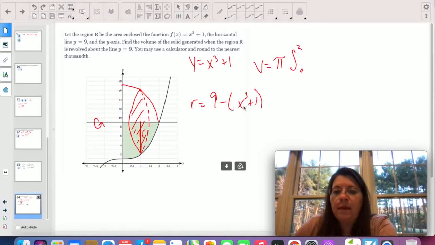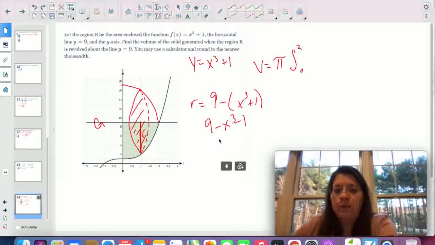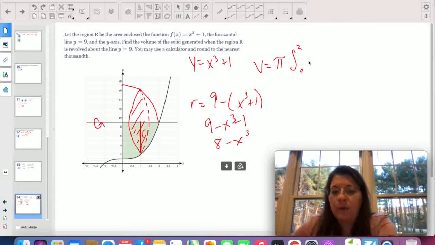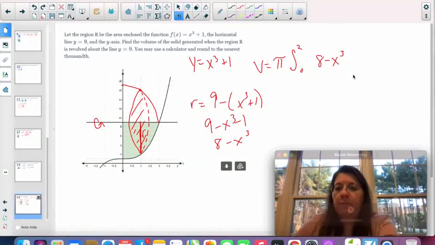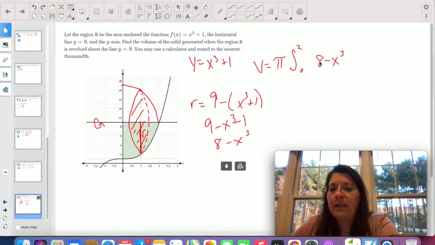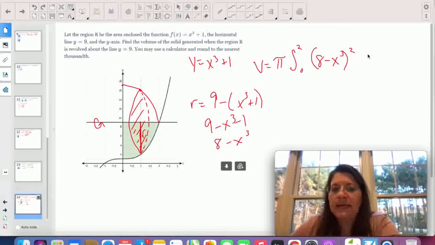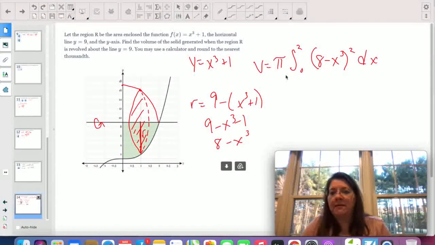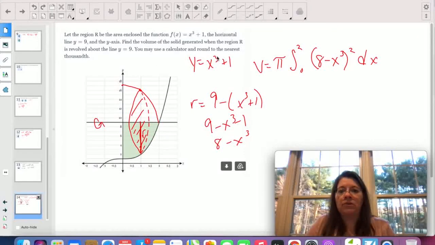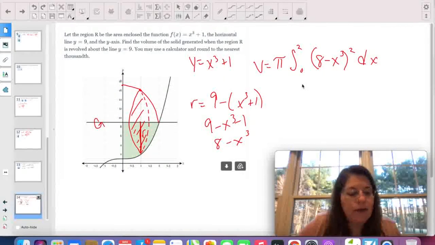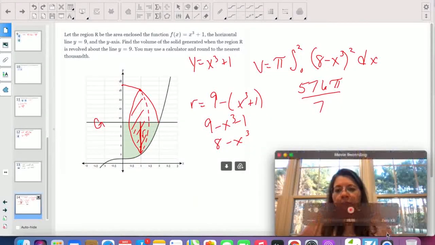If I distribute that minus sign, I'm going to have 9 minus x cubed minus 1, which is 8 minus x cubed. So this is my radius. That's what I would put up here in my function. Remember, it's pi times radius squared, so this needs to be squared, and then we have to multiply by the thickness, dx. This would be my setup. Now your directions say to round to the nearest thousandth, so I'm going to save time by putting that in my calculator. And my calculator gives me 576 pi over 7.